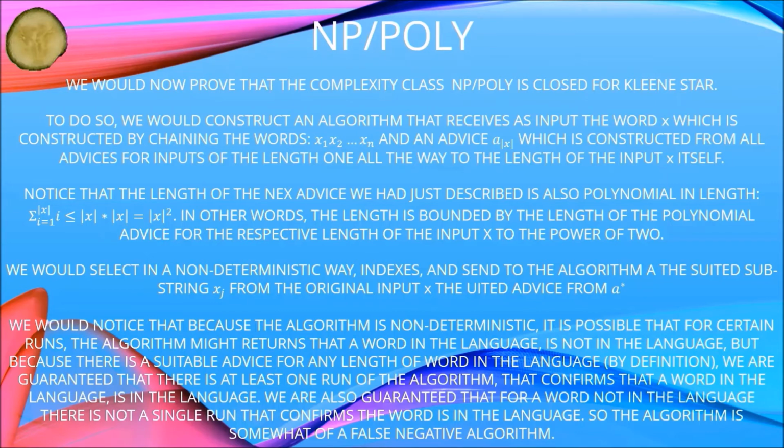We notice that because the algorithm is non-deterministic, it is possible that for certain runs the algorithm might return that a word in the language is not in the language. But because there is a suitable advice for any length of word in the language, by definition, we are guaranteed that there is at least one run of the algorithm that confirms that a word in the language is in the language. We are also guaranteed that for a word not in the language, there is not a single run that confirms the word is in the language. So the algorithm is somewhat of a false negative algorithm.